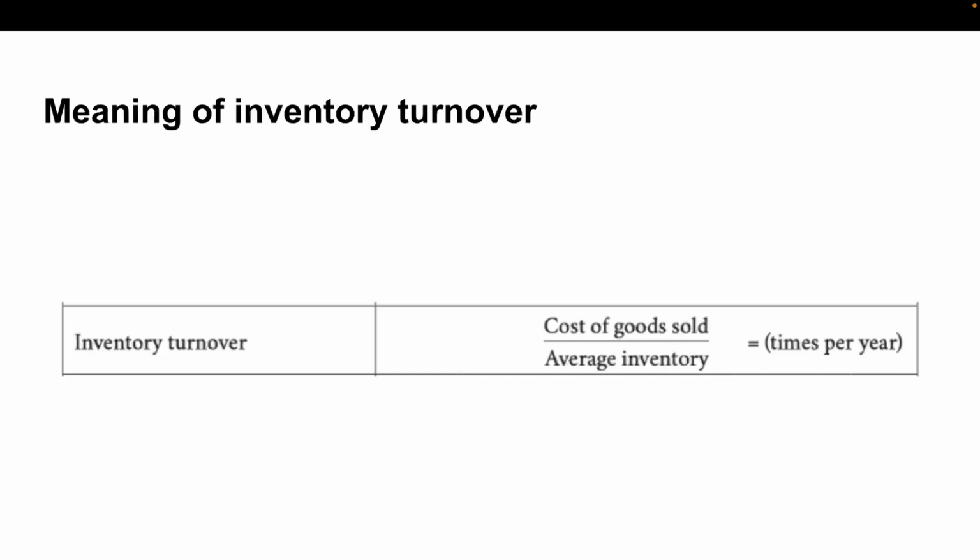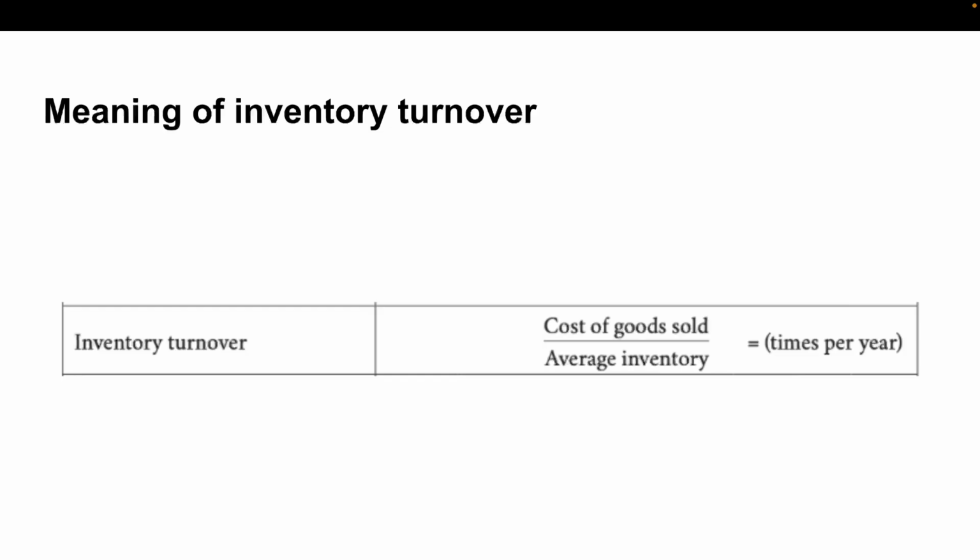So the next one we'll look at is inventory turnover. This one is another one that's quite reasonably straightforward. The formula for this one is cost of goods sold divided by average inventory, which equals how many times the inventory is turning over each year. An example of this would be if the cost of goods sold was, say, 318,000 and average inventory was 45,400, the turnover would be 7 times per year.